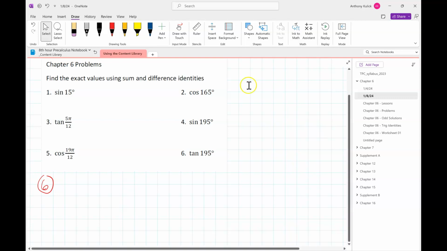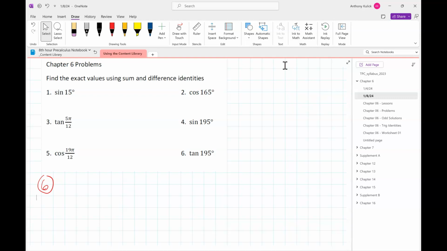All right, so the directions here say find the exact values using sum and difference identities. My first order of business is to look at 195 degrees and try to find two unit circle angles that will either add to give me 195 or subtract to give me 195. 45 and 150, right? That would be my natural suspicion as to what most of us would pick.